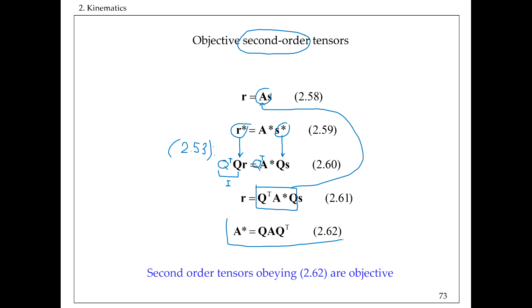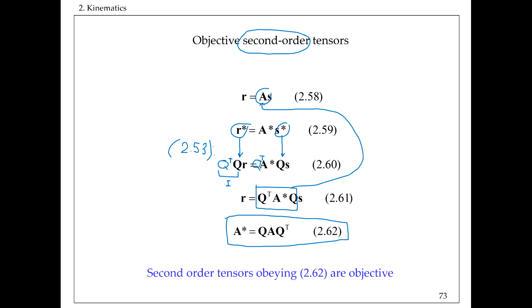So once again, this 262 is our condition for second order tensor objectivity. Now we're going to look into examples of some second order tensors that we already defined, that have some interesting physical meaning for us. One of them is the so-called velocity gradient that we just defined in previous lectures. So let's look at that and see if the velocity gradient is objective.